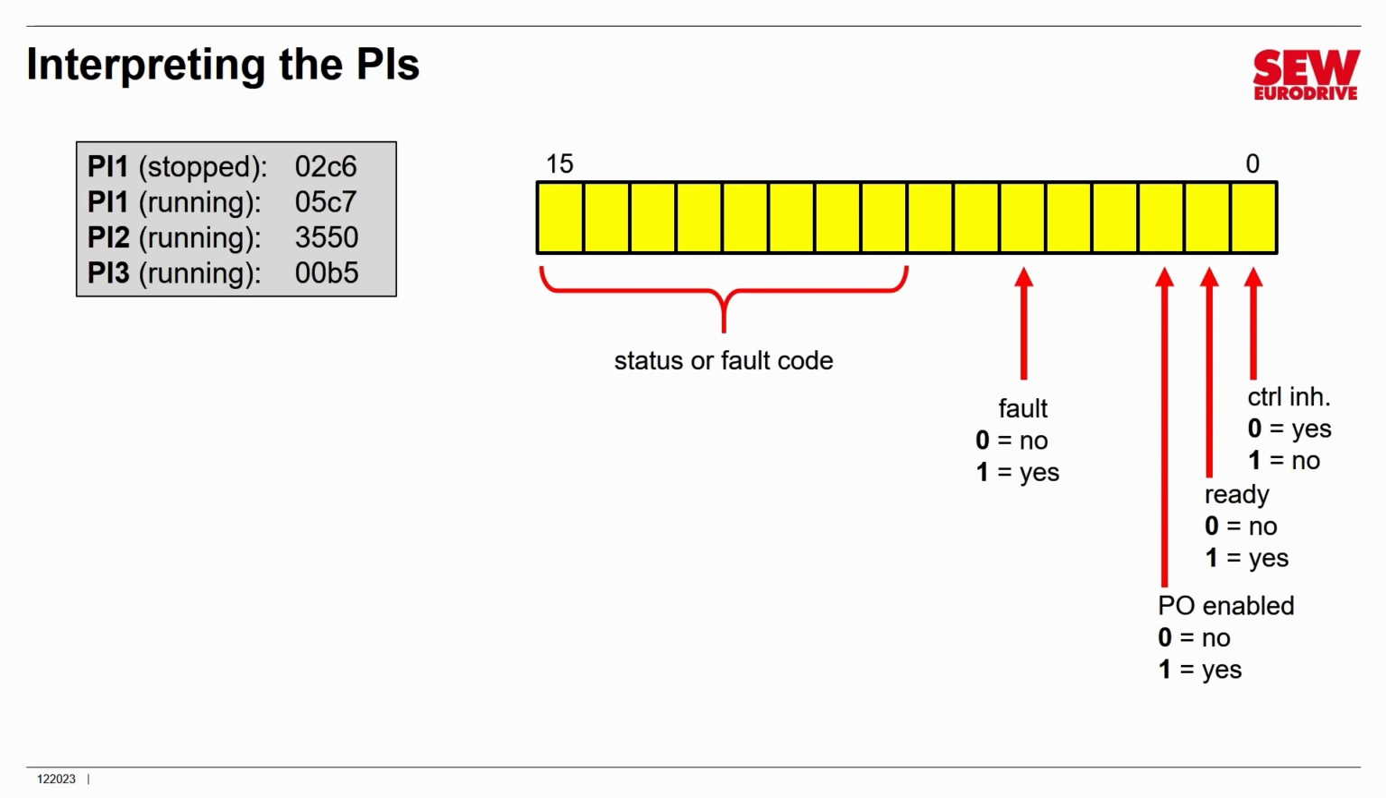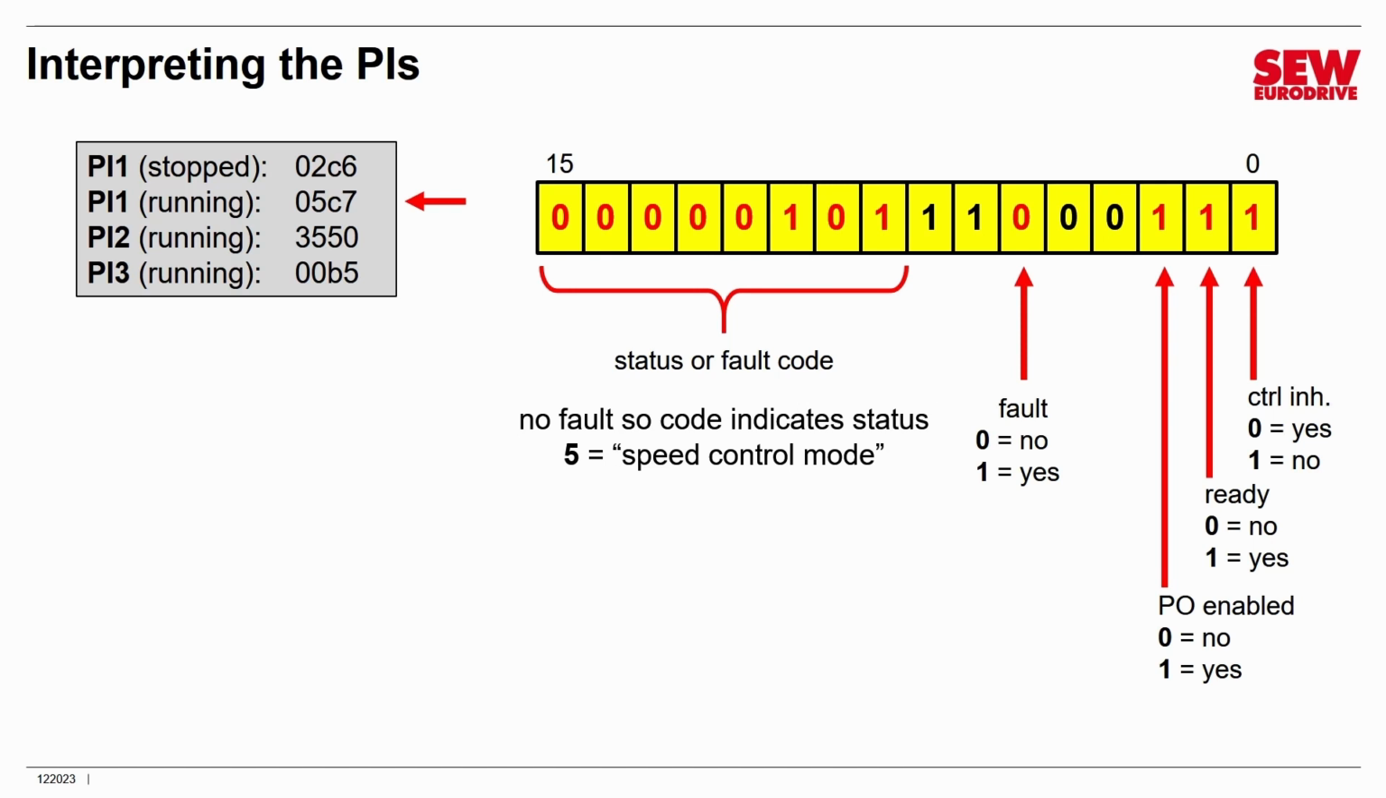Now let's look at it when it's running, 05C7. Let's fill in the bits. I converted 05C7 to binary using the Windows calculator. And here's what it translates to when you turn it into bits. Again, we'll look at bit 5, the fault bit. It is still 0, so that means the top 8 bits make up a status code. We convert those 8 bits to decimal, and that is 5. I looked up 5 in the MOVITRAC LTP-B manual, and it means that it's running in speed control mode. No big surprise again, that's exactly what we were doing.